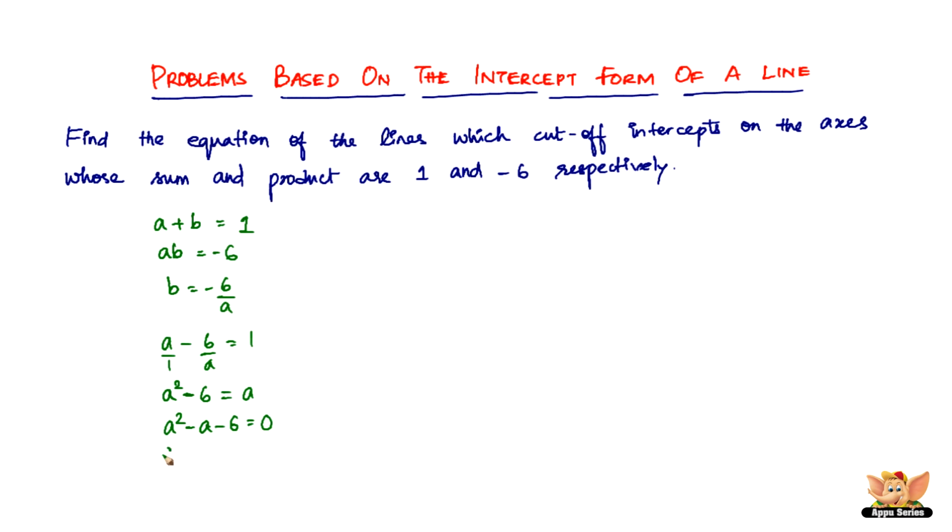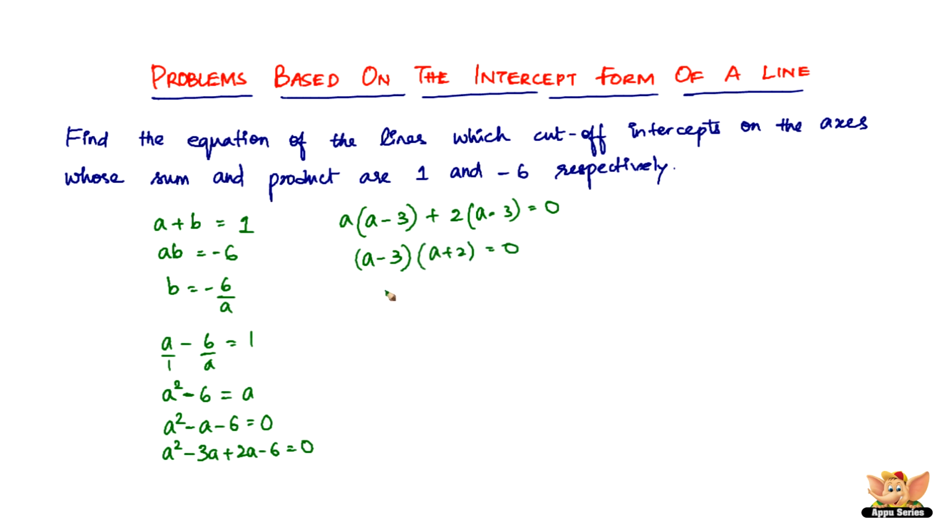Solving this, you get a square minus 3a plus 2a minus 6 equals 0, because 3 times 2 gives you 6. At the same time, minus 3a plus 2a gives you negative a. So taking out a, you have a of a minus 3 plus 2 times a minus 3 equals 0. You take out a minus 3 as a factor, and then you have a plus 2 equals 0. So a equals 3 or a equals minus 2.